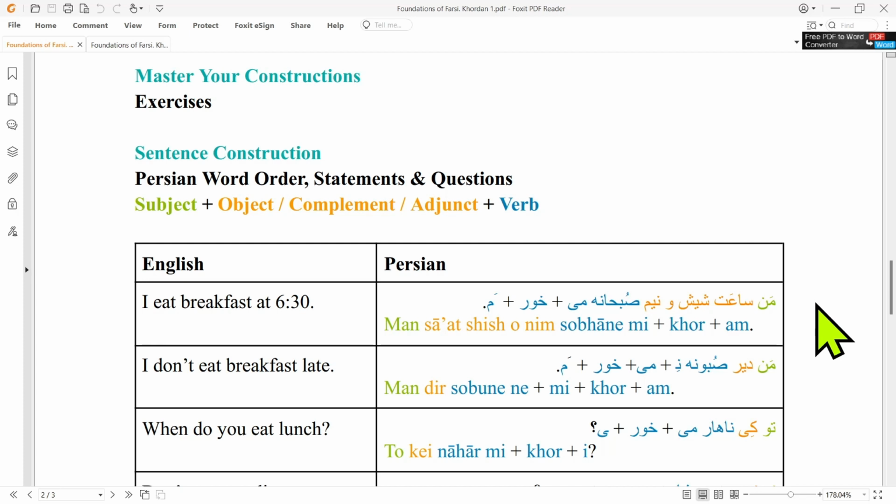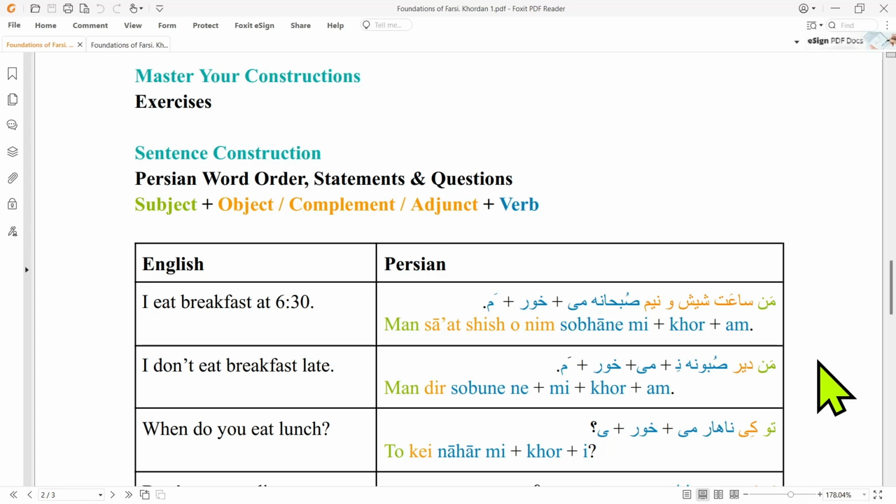Now let's see our verb in context. If I want to say I eat breakfast at 6:30, I would say من ساعت 6:30 صبحانه میخورم. And if I want to say I don't eat breakfast late, I would say من دیر صبحانه نمیخورم.